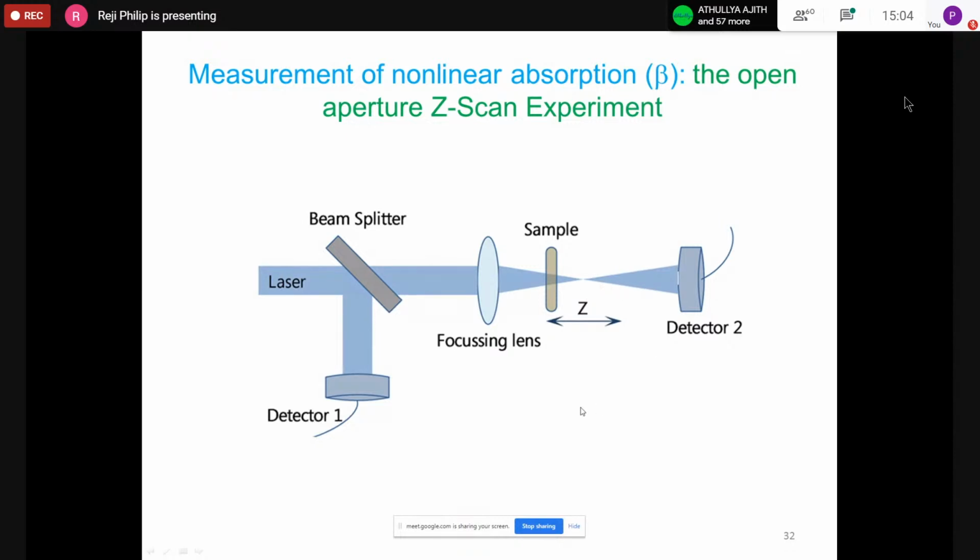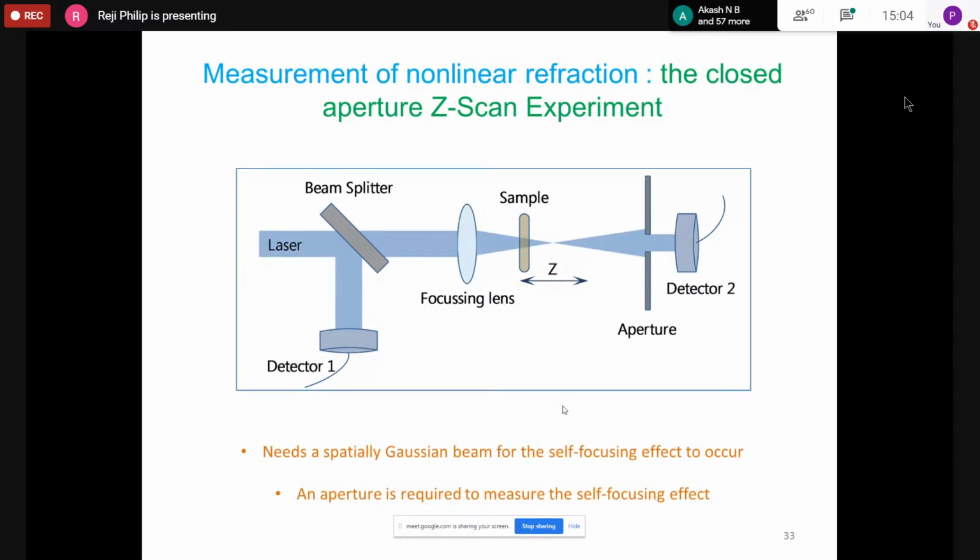Now you can draw a graph with Z on the x-axis and your transmission on the y-axis. That is called an open aperture C-scan graph. And from that graph, it is possible for you to find out the nonlinear absorption coefficient. Now the other part is the nonlinear refractive part. For that, we make use of a closed aperture C-scan experiment. Here, we put an aperture in the beam. It is this aperture that allows us to measure the closed aperture part. This is a misnomer. They should have given some other name.